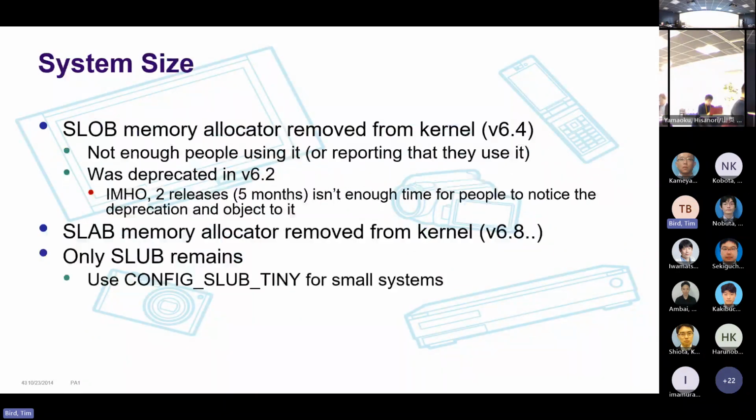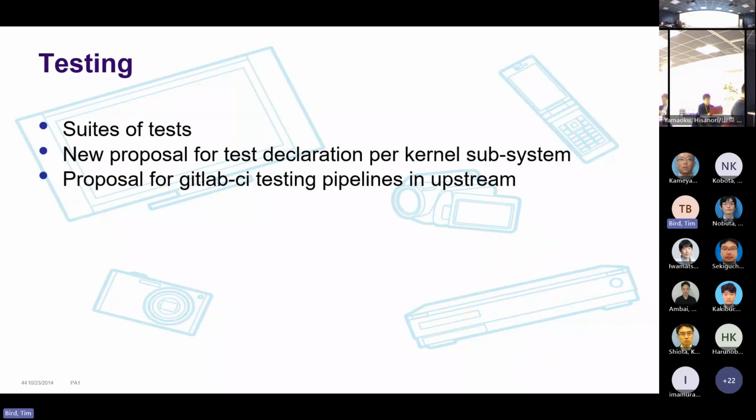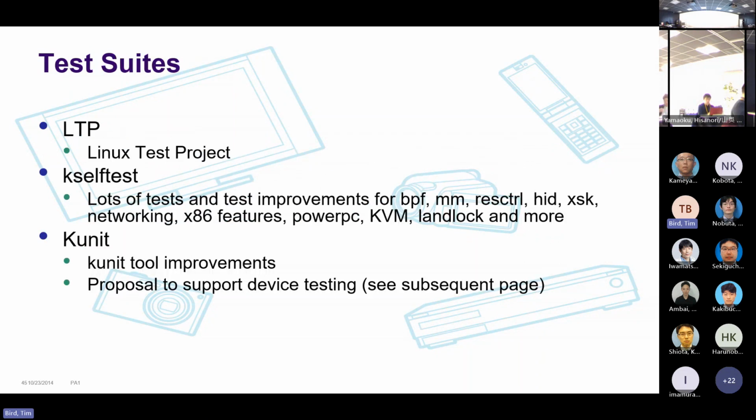So that's a little bit sad to me that we've lost those memory allocators that were designed specifically for low-end systems. But that's the way it goes. In terms of testing, I think I'm going to skip over these.